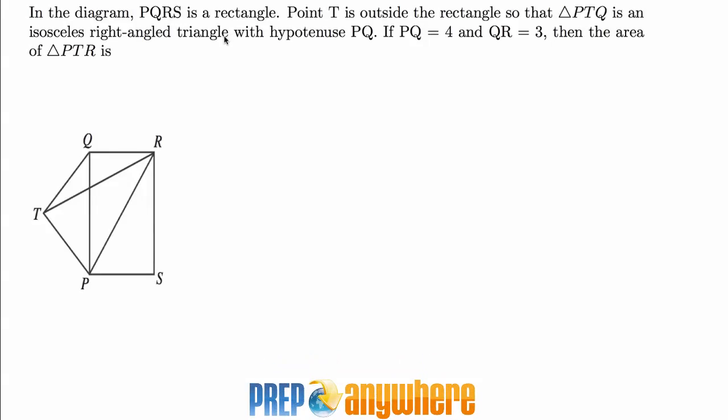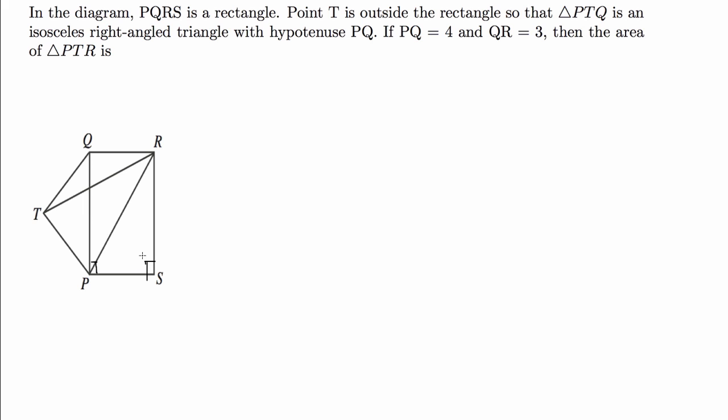Okay, so let's read the question carefully. It says PQRS is a rectangle. That means all of these angles here are 90. And it says triangle PTQ, PTQ is an isosceles right angle. So this is the same, and this is also 90 degrees.